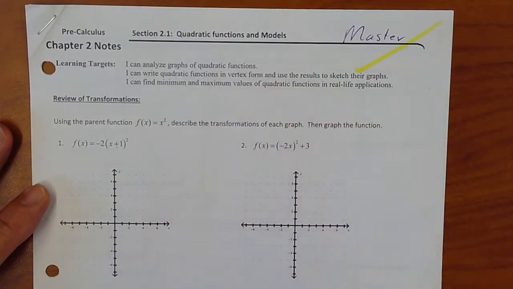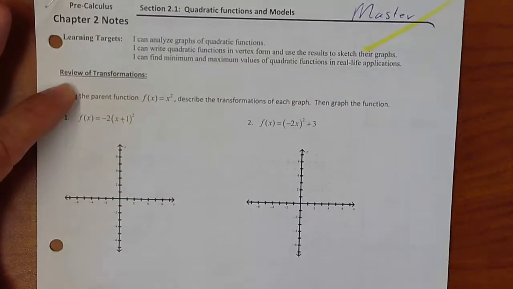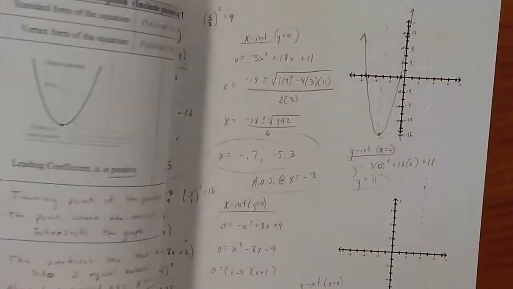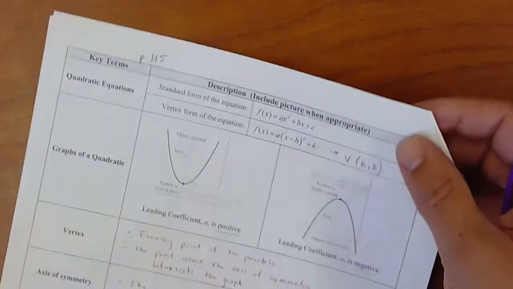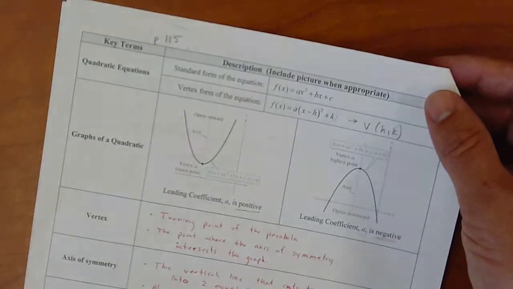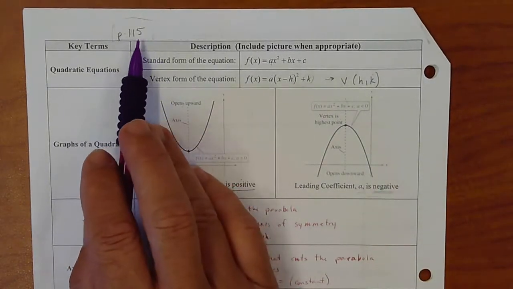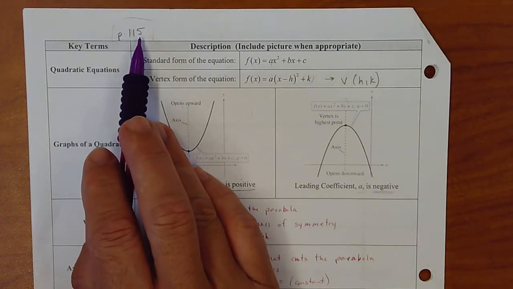All right, so this is just kind of a review sheet going over some transformations. We'll review these concepts later when we need to. For now, let's go ahead and move on to page 8 and 9, where you'll find this. Okay, so page 8 and 9. All right, now this is page 115 in your textbook if you need some follow-up.